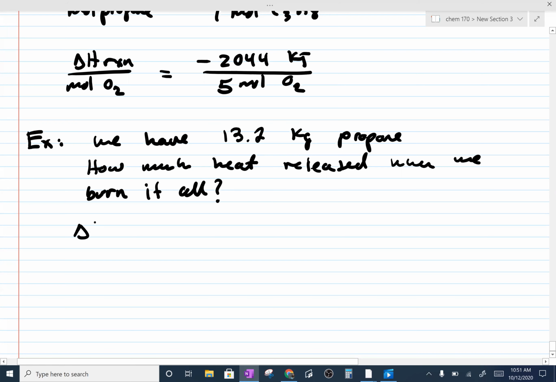But we want to calculate the delta H total. Okay? And the delta H total is related to the delta H reaction through the stoichiometric coefficients that were given in the reaction itself. So first, we have to calculate how many moles of propane we have in the tank. And then we can use the stoichiometric coefficients in the reaction itself to calculate how much heat we can expect to produce per mole of propane. Then we can multiply it by the total number of moles of propane, and we get the total heat. Okay, straightforward.